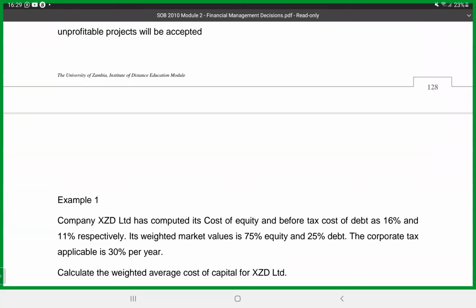Have we gotten the question? Yes. Okay, so what is there is just as I said, for you to calculate WACC, just know that you need the cost of equity, you need the cost of debt, right? You also need the weighted market value of equity and the weighted market value of debt, plus the corporate taxes, if at all you have any. Then you can easily calculate. So let's go and start calculating in the formula.